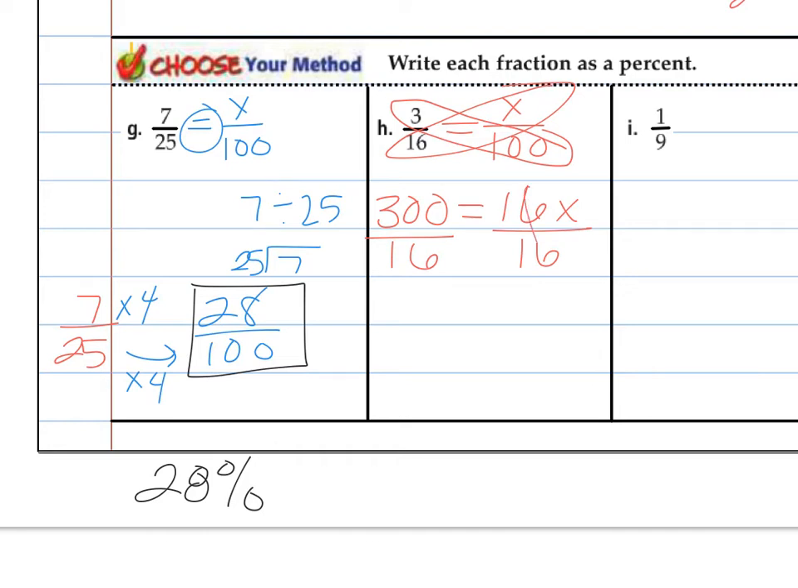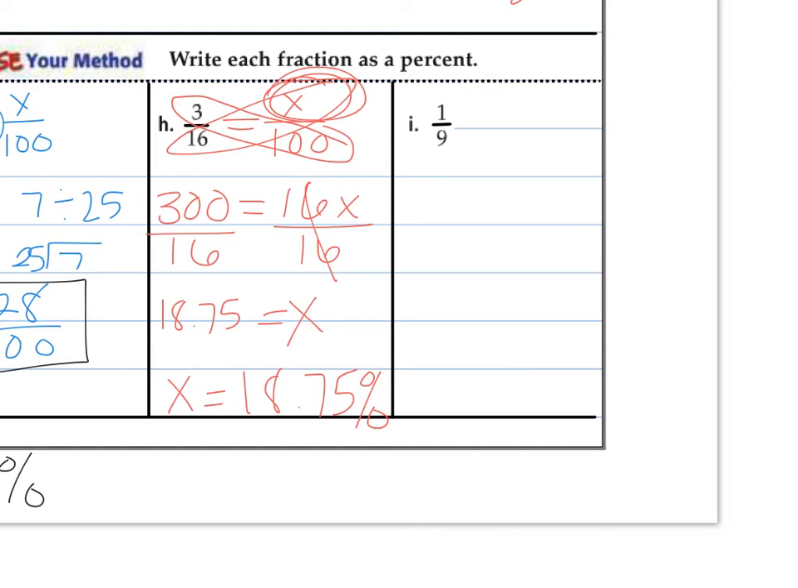And when I do that, I get x is equal to 18 and 75 hundredths. And now I need to remember to add my percent on because it's per 100. So 18 and 75 hundredths percent.